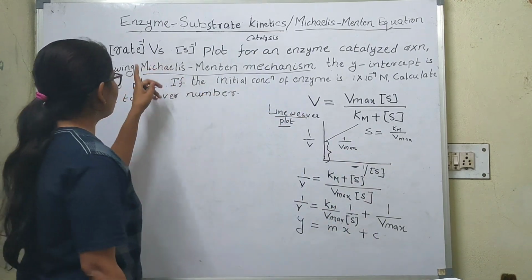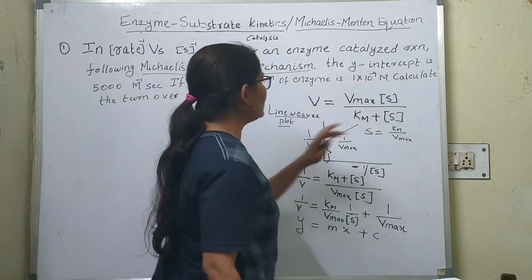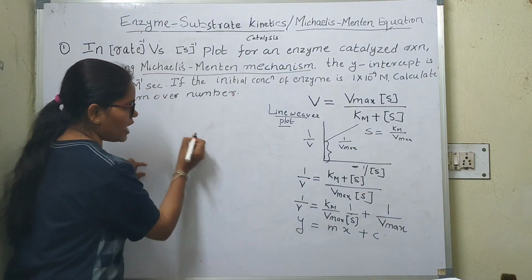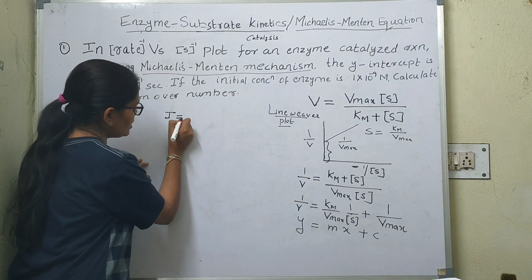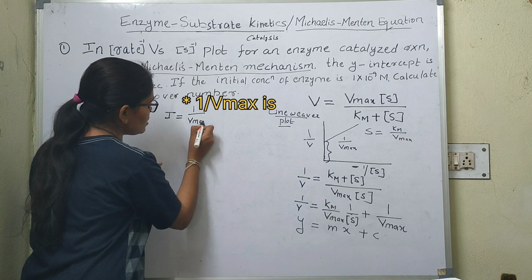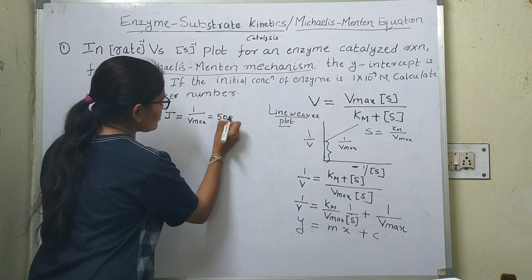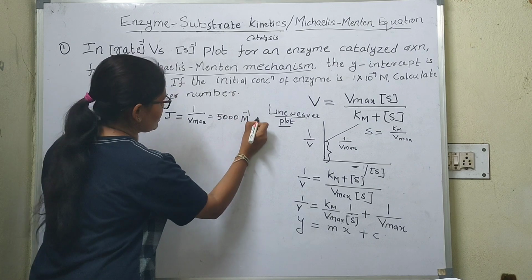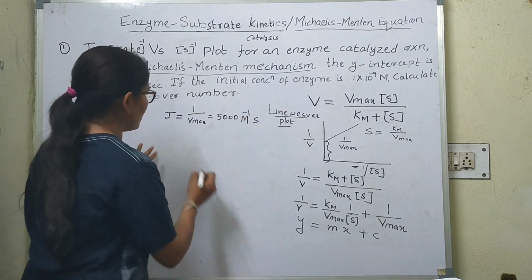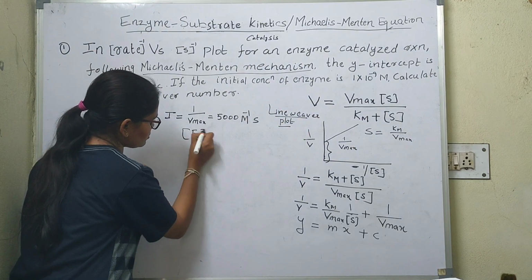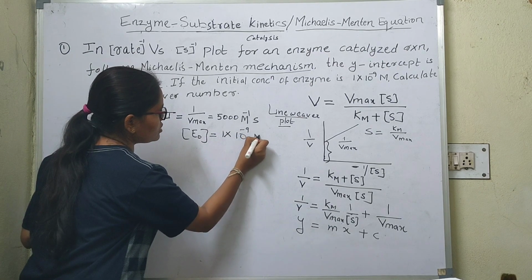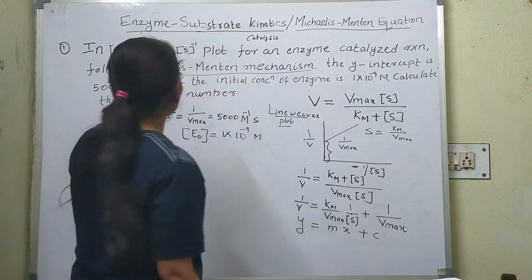Now let us look at the question. What is the data given? You are given the y-intercept, that is 5000 molar inverse second inverse. The intercept is 1 over Vmax. You are also given the initial concentration of the enzyme, that is E0, which is 1 into 10 power minus 9 molar. Now you are asked to calculate the turnover number.